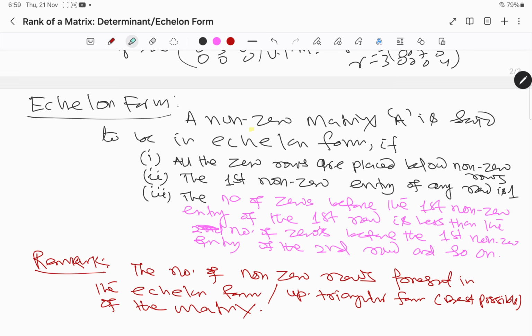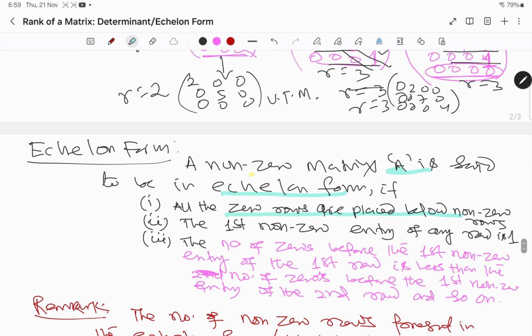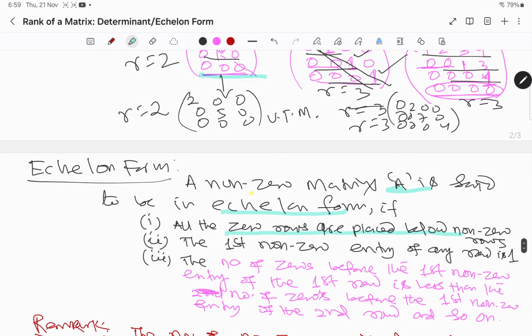So in view of the above discussion, I say a matrix A is said to be in echelon form if all 0 rows are placed below the non-zero rows. As I have told you, the 0 row is placed at the bottom of the matrix.